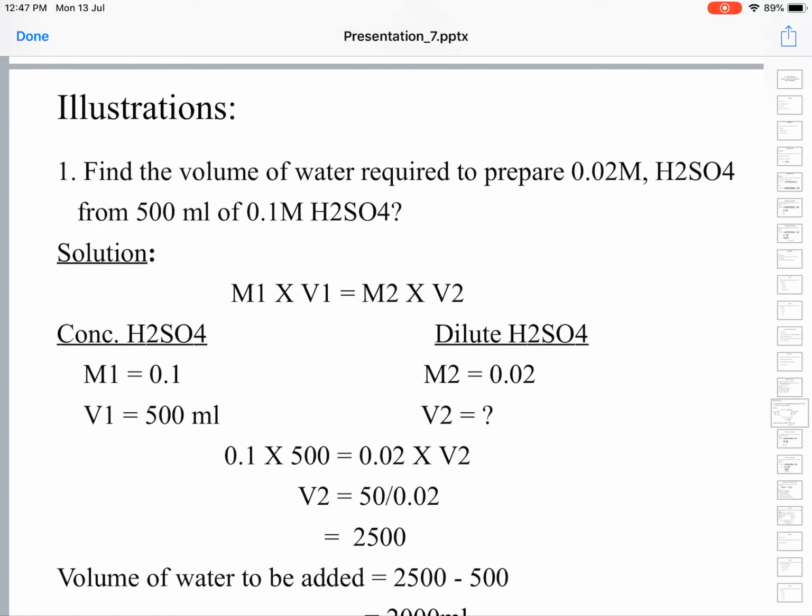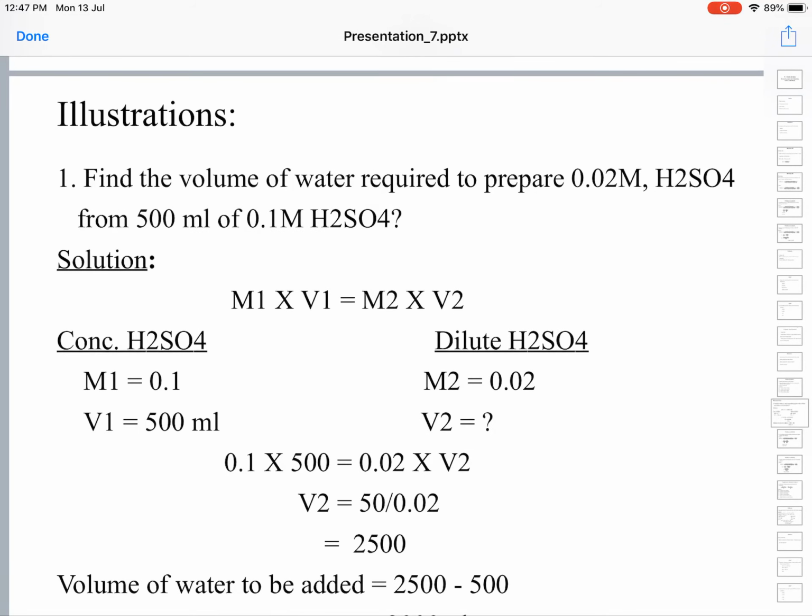Let us try to solve a few problems. Find the volume of water required to prepare 0.02 M H2SO4 solution from 500 ml of 0.1 M H2SO4 solution. So, you have to start with 0.1 M H2SO4 solution of 500 ml quantity. This you have to change into 0.02 M concentration. That is the required final concentration.